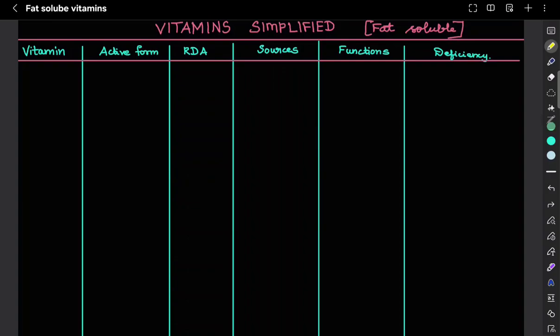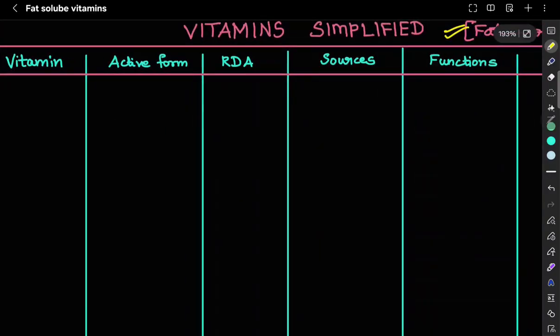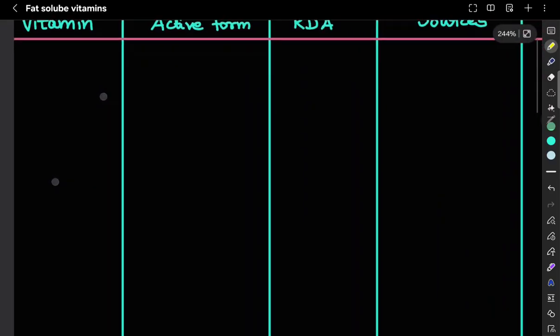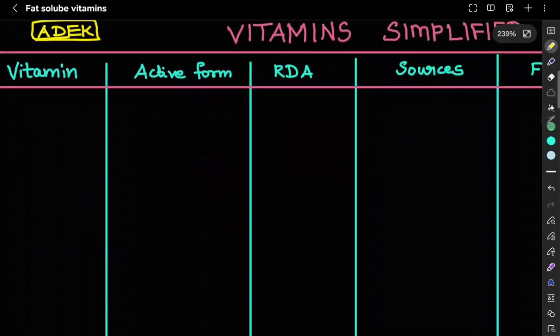Today our topic is fat soluble vitamins. Let us see this topic in a very short, tabular format manner. Let's get started. So the first vitamin that we have is vitamin A. So remember, the fat soluble vitamins are ADEK, A, D, E, K. So remember this. Okay, so starting off with vitamin A.